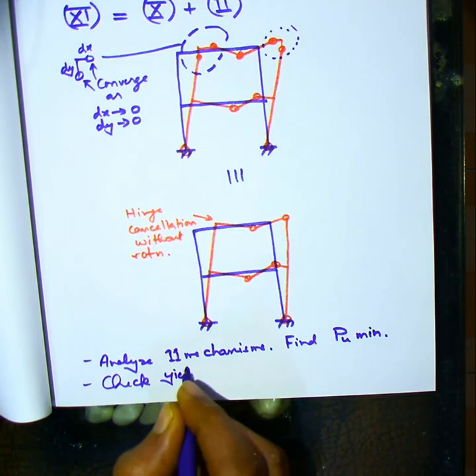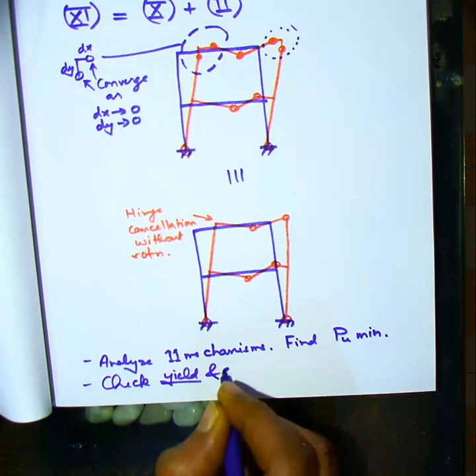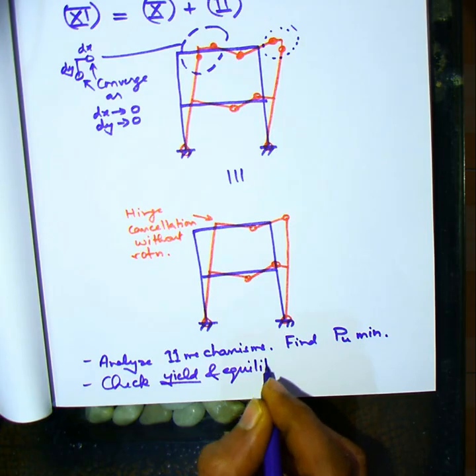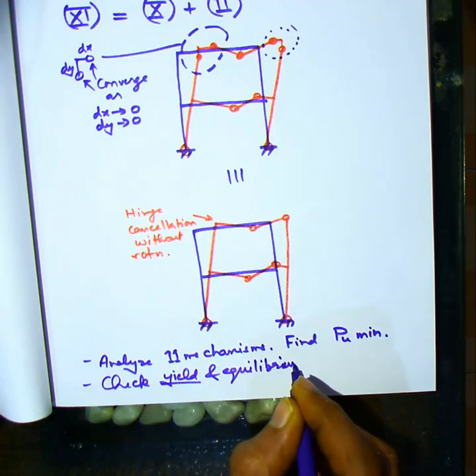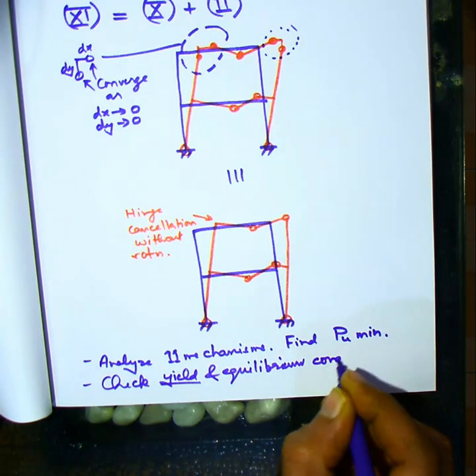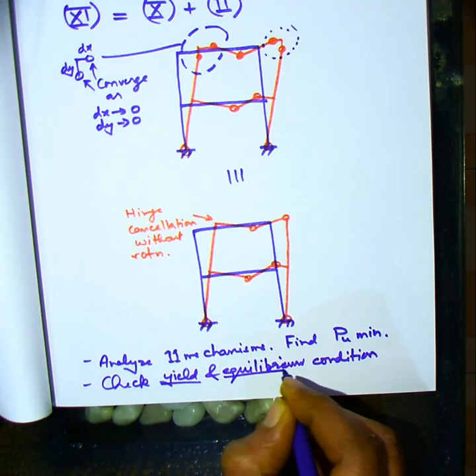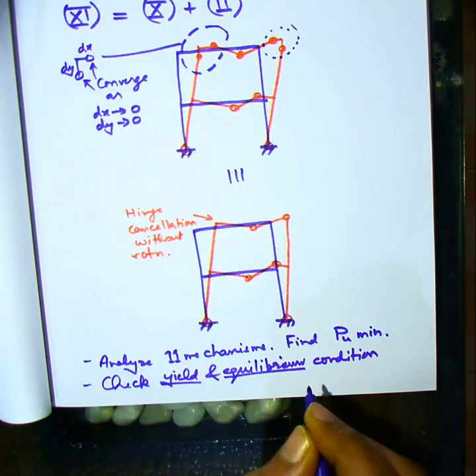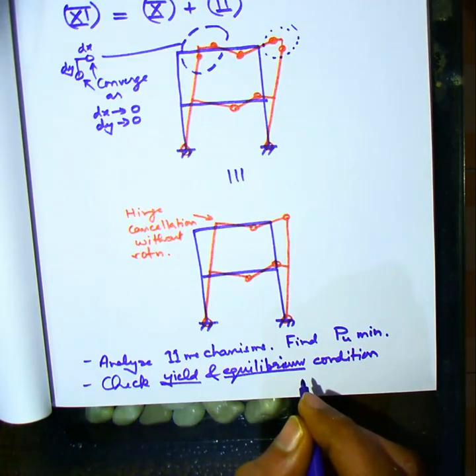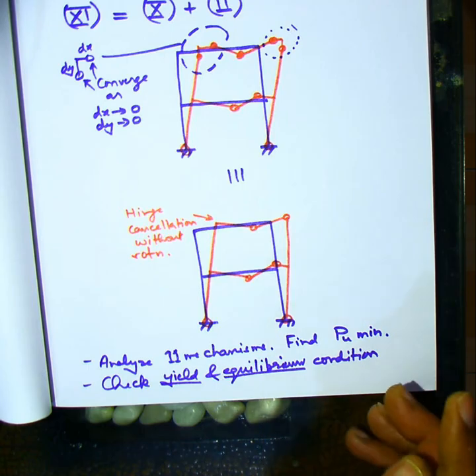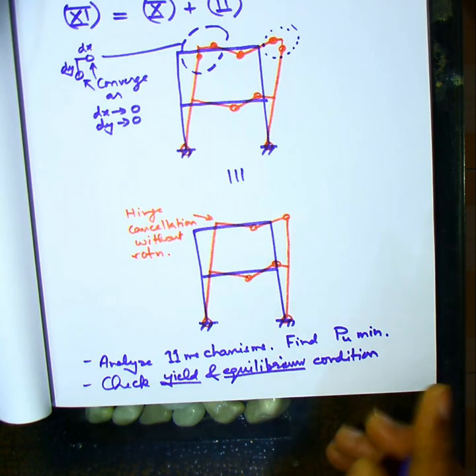Then identify the lowest load. Corresponding to that load, check the yield and equilibrium criteria. If the yield and the equilibrium criteria are satisfied, that means we have identified the correct mechanism. If they are not satisfied, that means we must now work further and try to find more possible mechanisms.